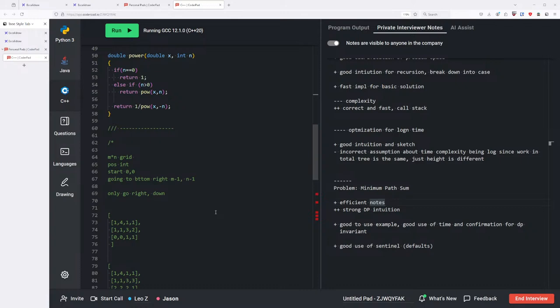If it's a purposefully vague prompt which requires clarification, then it's obviously good to ask. But oftentimes, especially at this level of problem, there's no ambiguity. It's very objective. There is a correct way to proceed. So the efficient notes here are good.